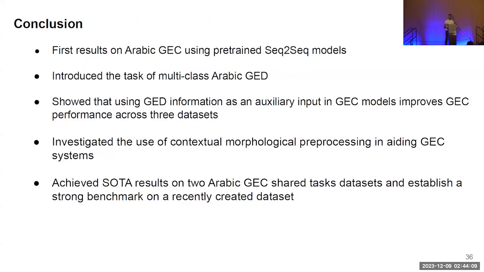So in conclusion, we presented the first results on Arabic GEC by using recently developed pre-trained sequence models. And we introduced the task of multi-class grammatical error detection in Arabic. And we showed that modeling GED within GEC improves GEC results. And we also investigated the use of contextual morphological pre-processing in aiding GEC systems. And at the end, we achieved state-of-the-art results on two Arabic GEC shared task datasets, and established a strong benchmark on a newly developed dataset.